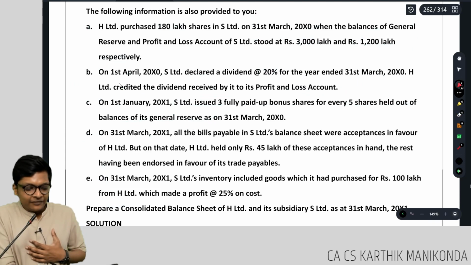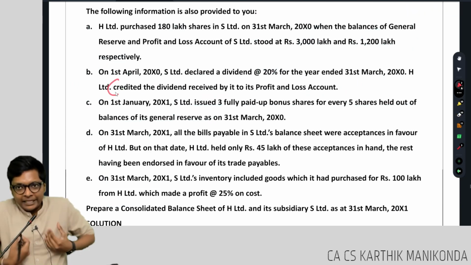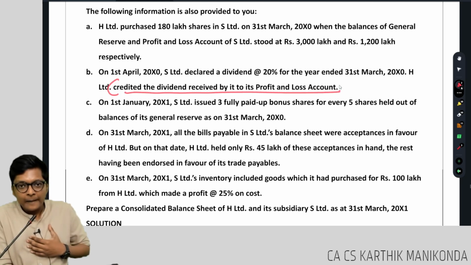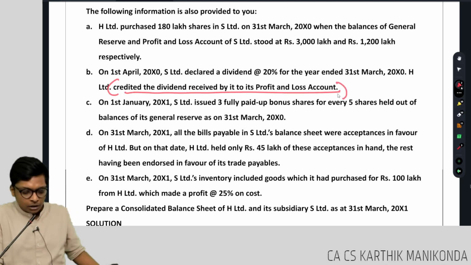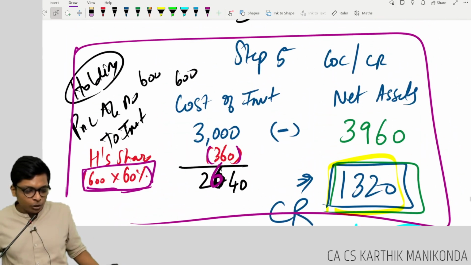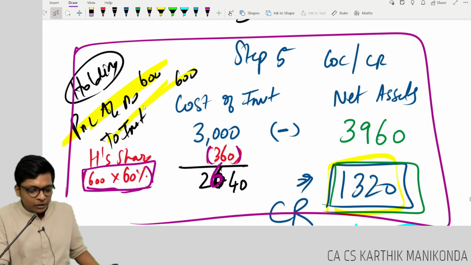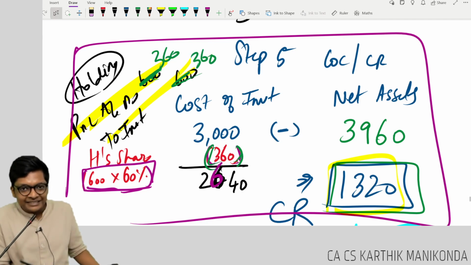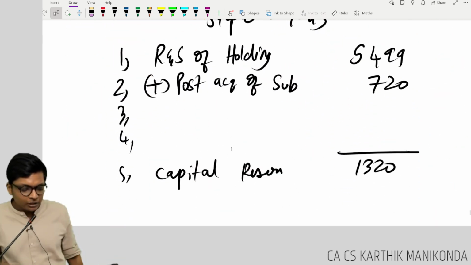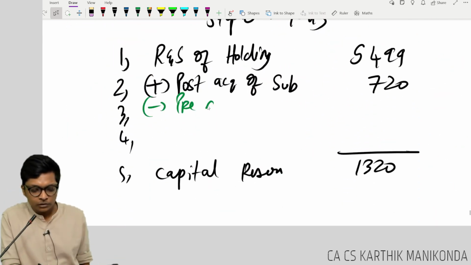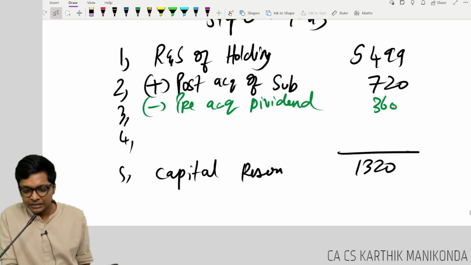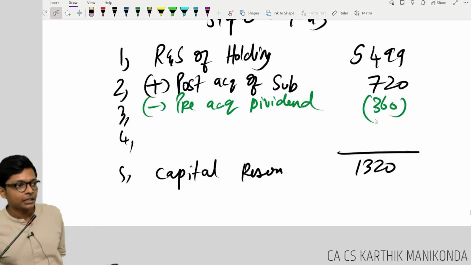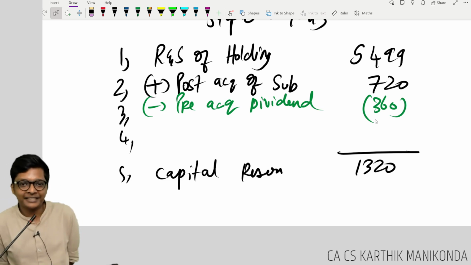Look at this. Dividend received by holding was credited to its P&L. I have to reverse it. What was the rectification entry you passed above? P&L account debit to investment. How much, guys? Not 600, 360. Correct? 360. Here I reduce 360. So rectification, I should reduce here also. Pre-acquisition dividend 360. Are you following, guys? Double effect, guys. It's an adjustment entry I am passing.